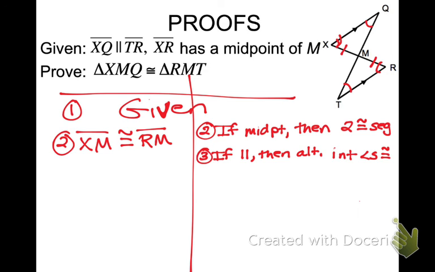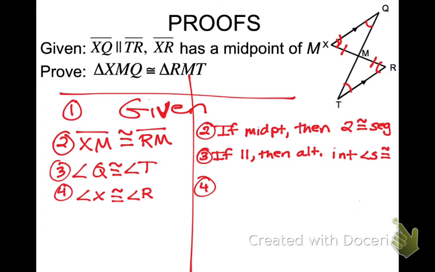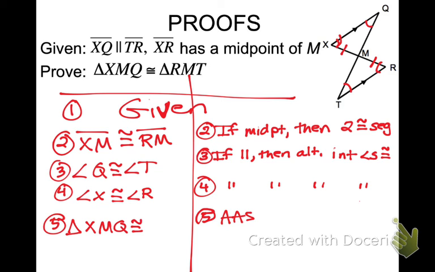Okay, so let's go ahead and I'm going to do Q and T first. So angle Q is congruent to angle T. And then let's do X and R. So angle X is congruent to angle R. And just ditto mark it. So now I have a congruent set of sides, congruent set of angles, congruent set of angles. And in this case, we said it was going to be angle, side. So line 5, angle side. Rewrite your prove line. So triangle XMQ is congruent to triangle RMT.